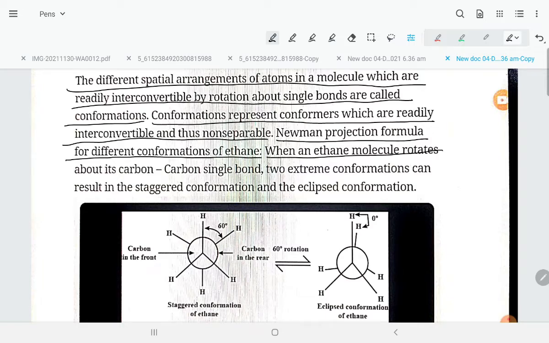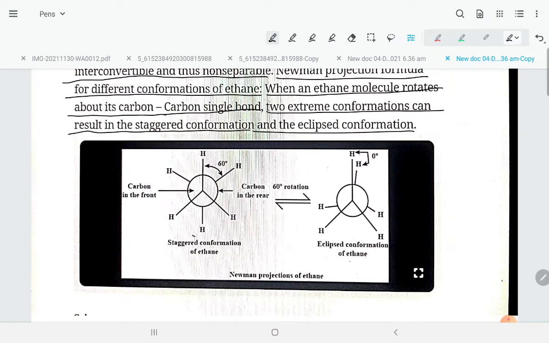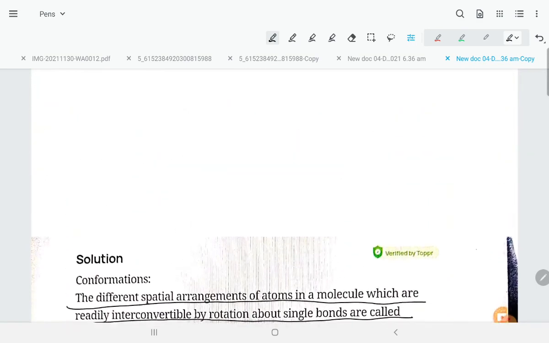When an ethane molecule rotates about its carbon-carbon single bond, two extreme conformations can result: the staggered conformation and the eclipsed conformation. Here that is 60 degrees, the staggered conformation. If you rotate, it will become the eclipsed conformation and the angle is 0 degrees. So this is the Newman projection of ethane. This is all about the answer, students.